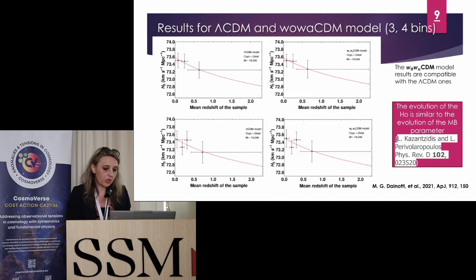Now, for the analysis of binning of the data for the Hubble constant, we took the Pantheon sample, and we divided it in 3 and 4 redshift bins, and we tested both the Lambda CDM and w0waCDM models. We found that there is an evolving trend for H0, which is similar to what Kazantzidis and Perivolaropoulos found at the same time, but considering the M value. And since M and H0 are degenerate, basically these results are similar.